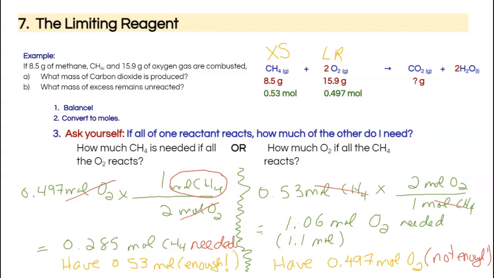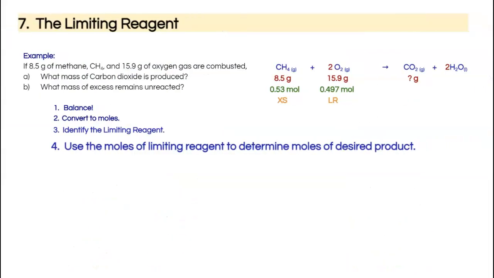We need to use the limiting reagent, the number of moles of limiting reagent, to help us predict how much product we're forming. Okay, so don't forget, we've just determined that our limiting reagent is O2, and that we would have leftover methane. We're not going to use the methane to predict how much carbon dioxide should be produced. That would give us an overestimate. So let's take a look at that, and I'm going to call that step 4. Okay, so here we go.